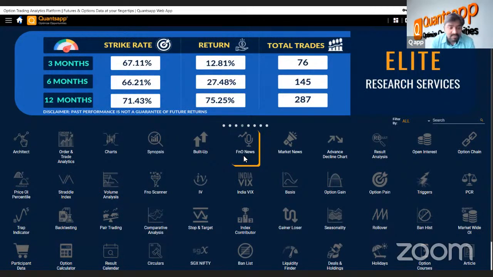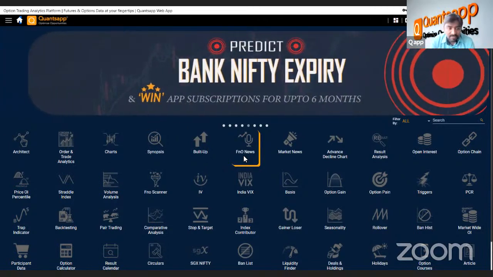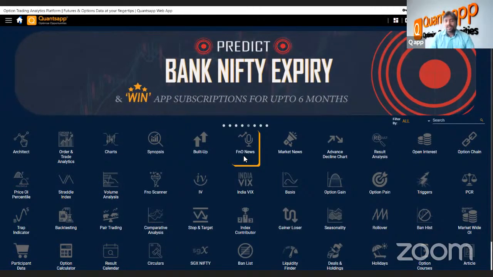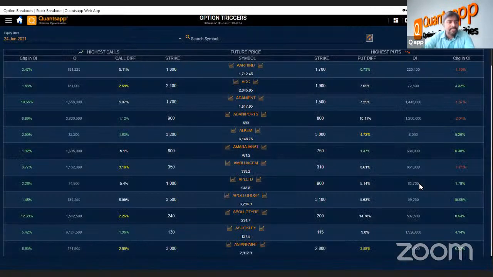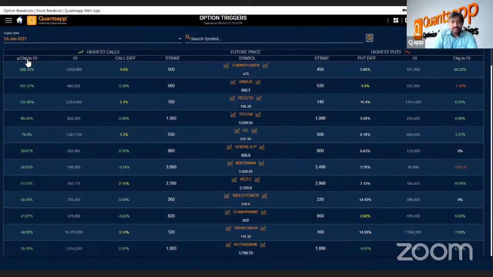For that purpose, we can try a few tools that we have. First, we can go to the triggers that we have already discussed many times. If we want to see a huge addition in call option or put option, we can directly go to the triggers and check which strike price is providing the highest OI, and how near it is to the current price, or whether it's very far away from the current price, right? Now we can sort it using this, right?